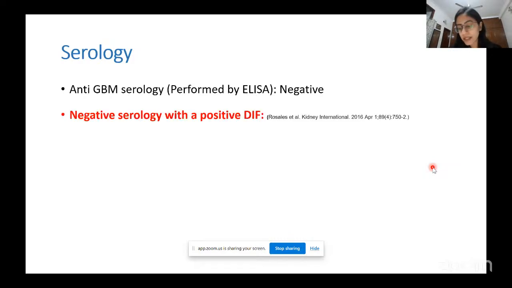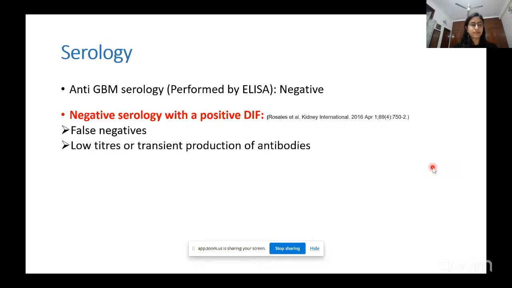There are multiple reasons for that. First is, of course, it could be a false negative, if the ELISA is not using purified antigens or antibodies. Whenever the ELISA is negative and there is a strong suspicion, it's a good idea to go ahead with better, more sensitive techniques like Western blot. The second reason could be that the antibody production is either transient or the titers are very low and they have not been picked up.